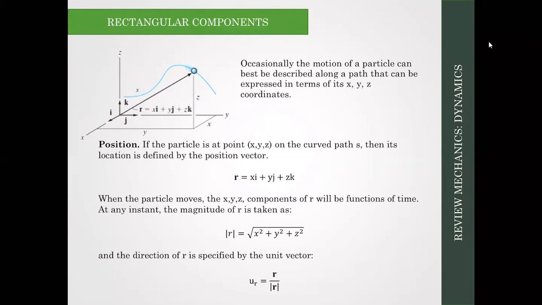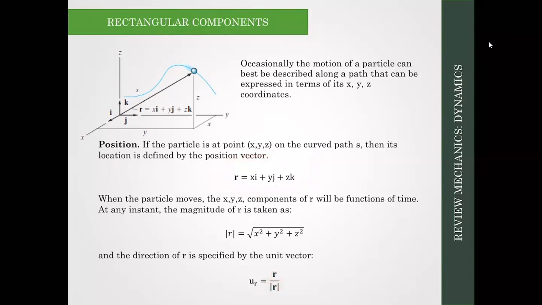So, at any instant, its magnitude can be calculated by getting the square root of the sum of the squares of the x, y, z components. And the direction will be identified using our unit vector. Basically, the r here is this vector, and the R is our magnitude. Okay? So, that is for the position.